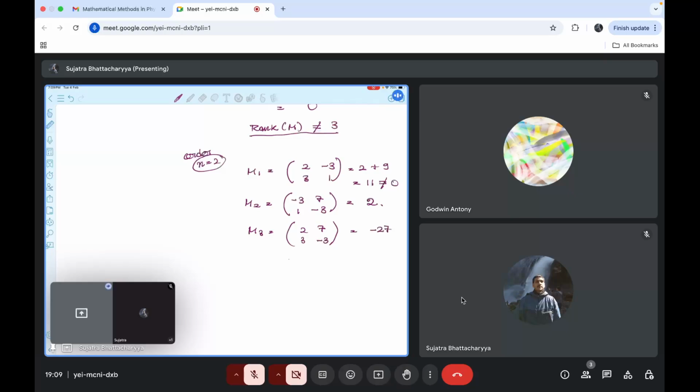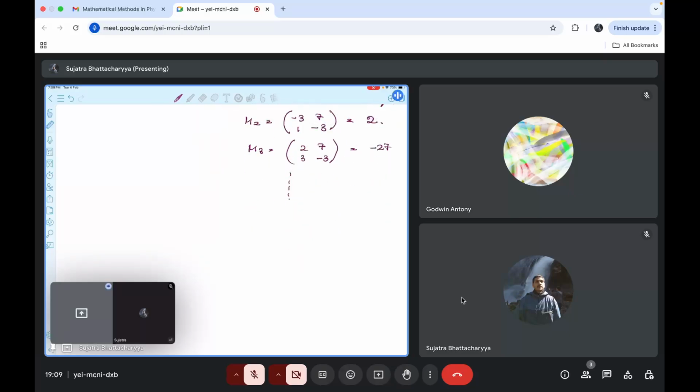So it's minus 27. In fact, if you check all, it will be non-zero. So all the second order matrices have non-zero determinants. And that proves that, therefore, the rank of M is equal to 2, which we have seen earlier.